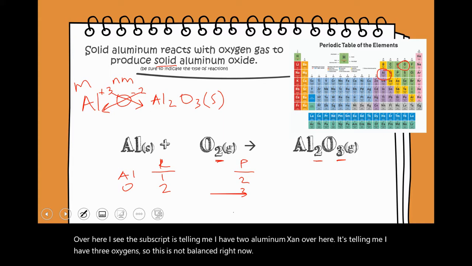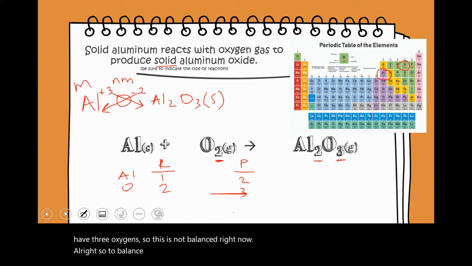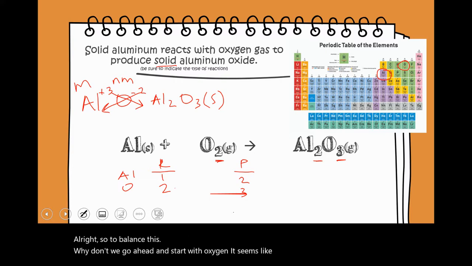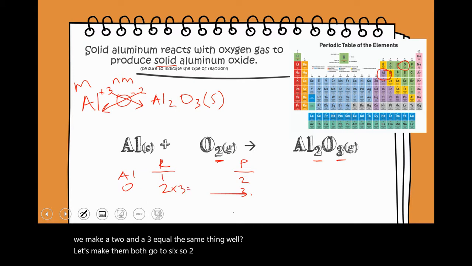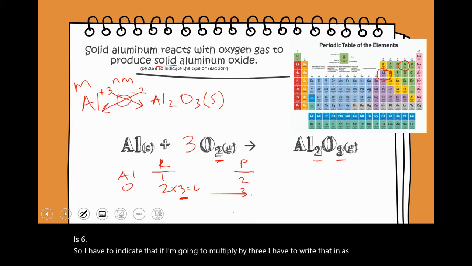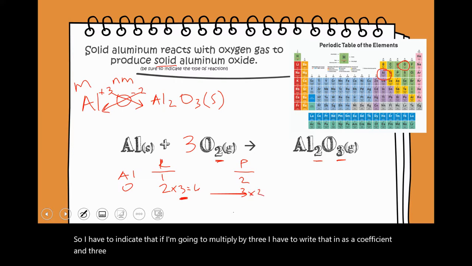All right, so to balance this, why don't we go ahead and start with oxygen? It seems like the more complicated one. How do we make a 2 and a 3 equal the same thing? Well, let's make them both go to 6. So 2 times 3 is 6. So I have to indicate that. If I'm going to multiply by 3, I have to write that in as a coefficient. And 3 times 2 is 6. So we have to indicate that with a 2 out here.